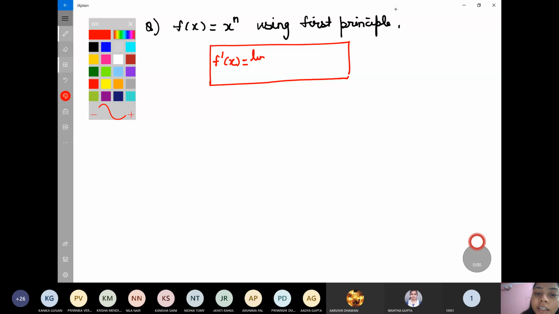Limit h tends to 0, f of x plus h minus f of x upon h. ठीक है, यही होती है डेफिनेशन फर्स्ट प्रिंसिपल की. So we have written the definition. Now we will substitute the value and we will see कि क्या हमारे पास आंसर आता है.